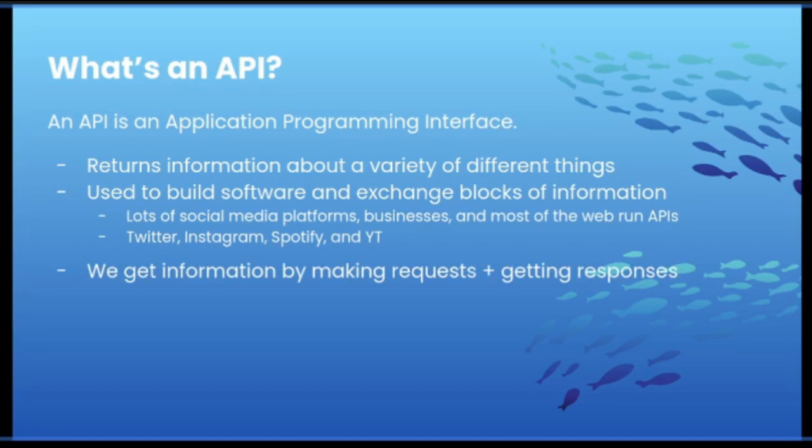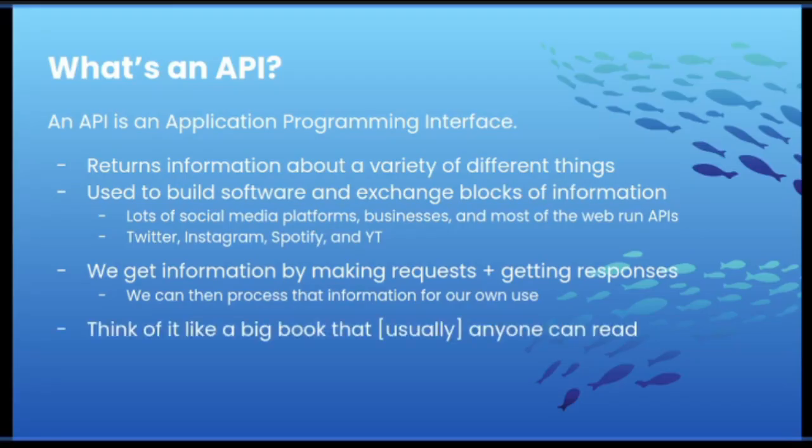And how we get that information to consume is by making requests and getting responses. And then we can process that information for our own use, which we're going to do in just a little bit. Think of an API as kind of like a big book that anyone can read. The ones that we'll be using today are ones that anyone can read. Other ones might have some authentication, but we don't have to worry about that at all.